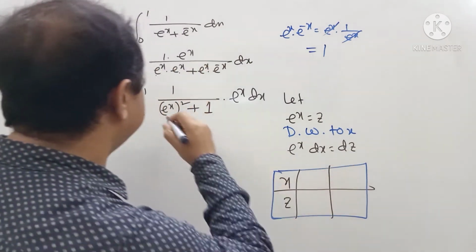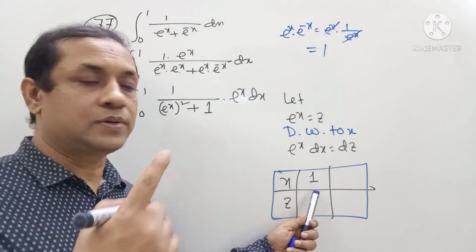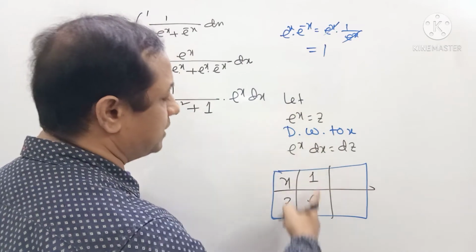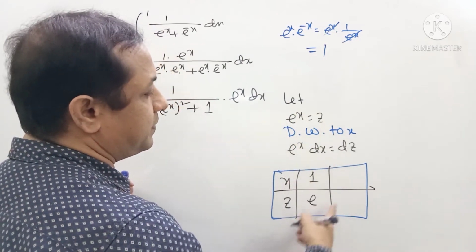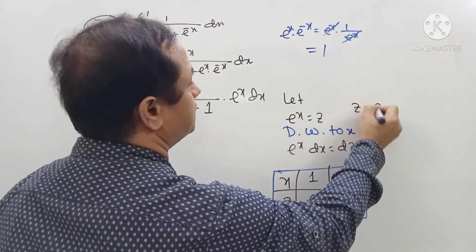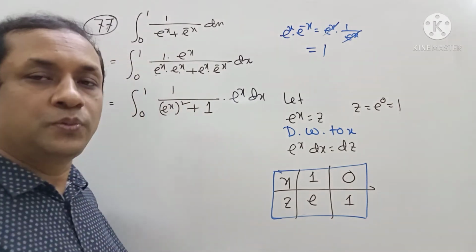If x equals upper limit 1, putting the value of x equals 1 in this function, z equals e to the power 1, which means e. And if x equals 0, then z equals e to the power 0, which means 1, so the value of z equals 1.